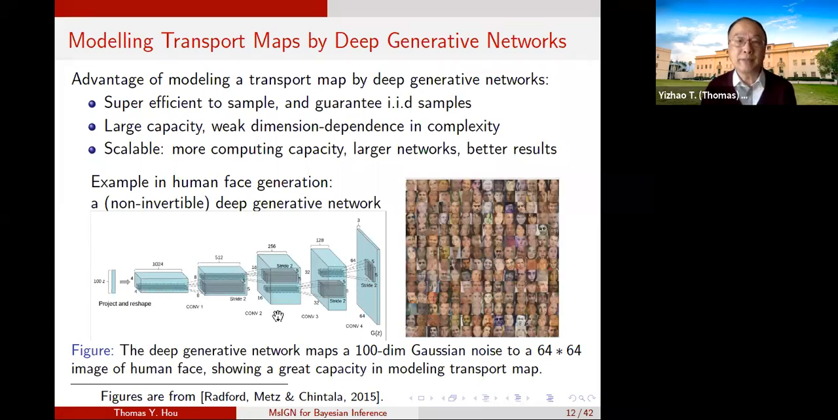This is an example where people use a deep generative network to study human faces. You start from a 100-dimensional Gaussian random variable, the input on the very left end, and go through a sequence of neural network layers, and then you output a 64 by 64 image of a human face. Here is a collection of all different human faces. Of course these are fake faces because you generate them from random noise, but you learn from a huge library. Each one of them looks very realistic, so that shows that the deep generative network has a very large capacity indeed.